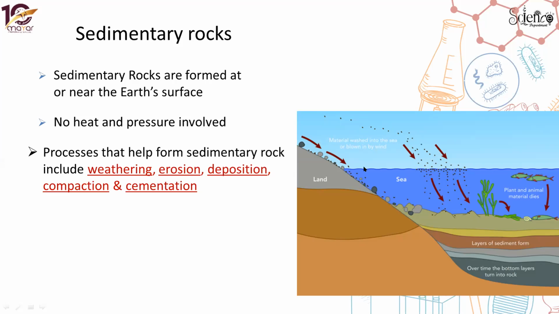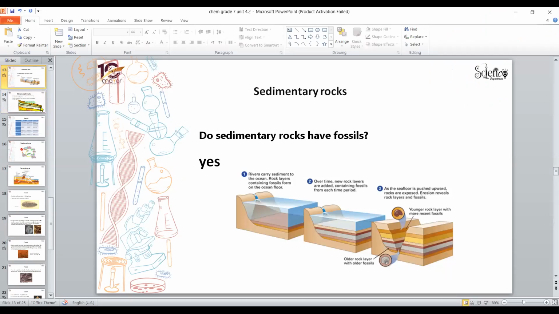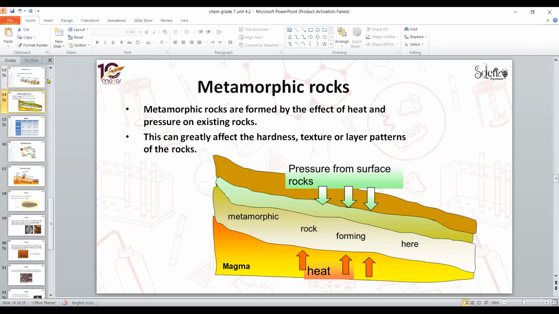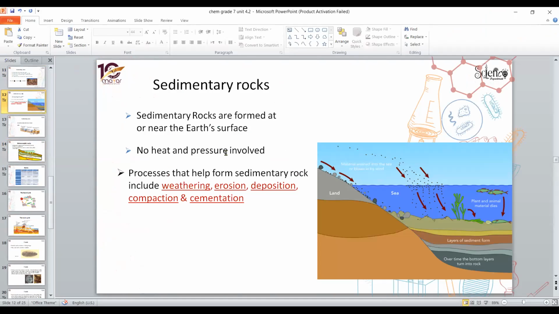Okay, so sedimentary rocks are formed near the surface. Sometimes at the surface, but it's very rare, usually near the surface. So I'm talking about no heat, sorry, it's not no pressure, there is pressure. But there is no heat involved in forming sedimentary rocks. Okay, clear?